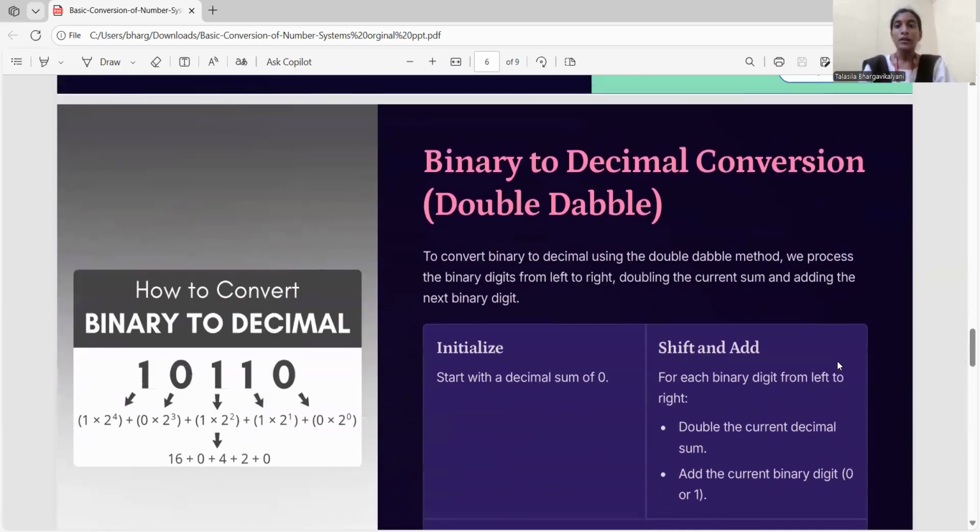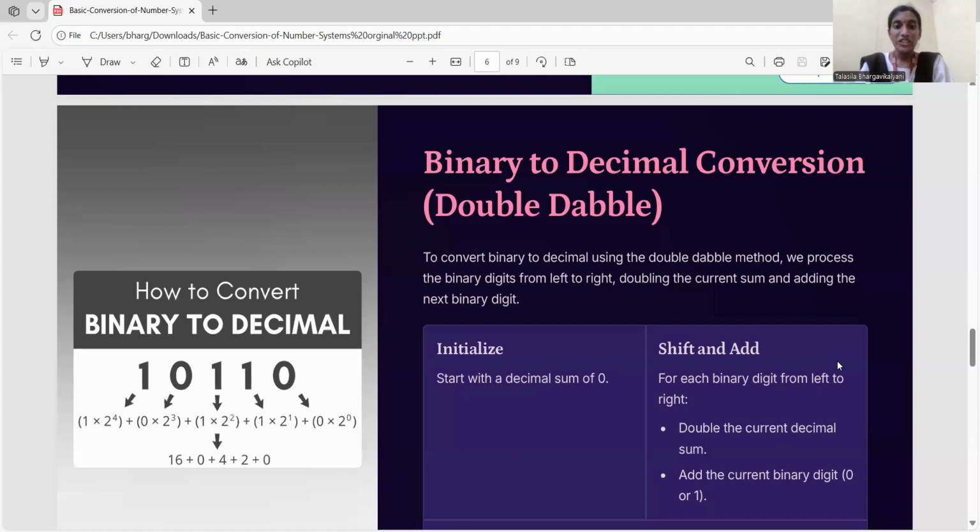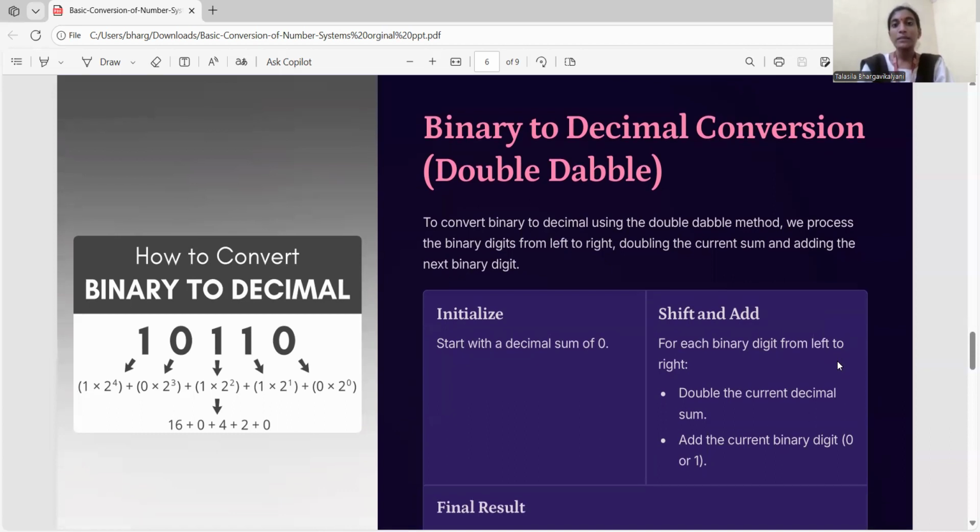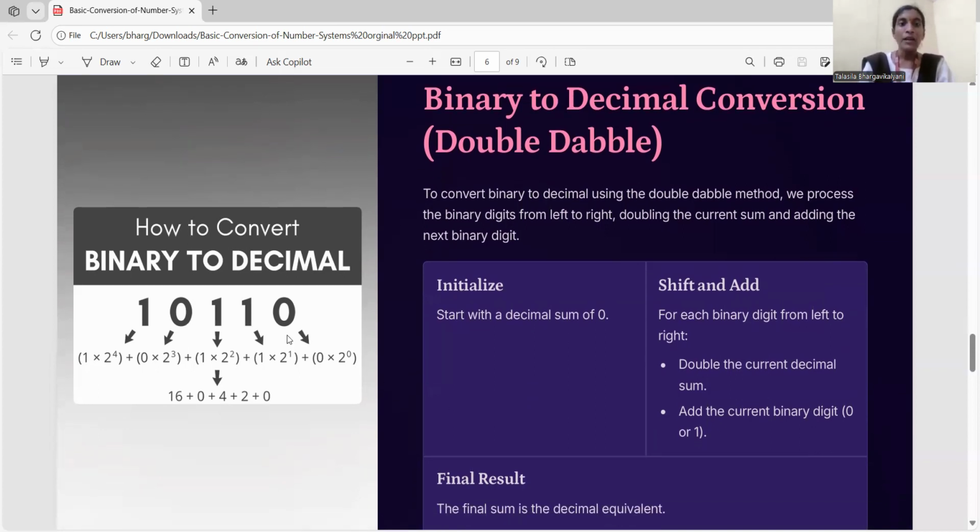Next, we will see about binary to decimal conversion. Before, in decimal to binary, we divided the given decimal number with 2. Here we need to multiply the binary digits with 2 raised to the respective powers associated with that position. For example, first place is 2 power 0, second is 2 power 1, third is 2 power 2, fourth is 2 power 3, and fifth is 2 power 4.